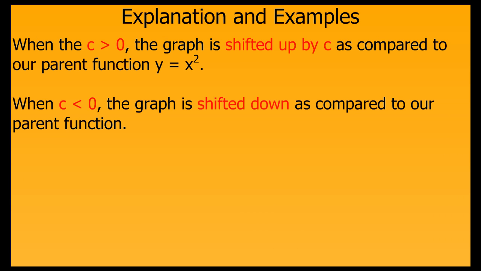So this gives us our third generalization, that when c is greater than 0, the graph is shifted up by c as compared to our parent function. And when c is less than 0, our graph is shifted down.